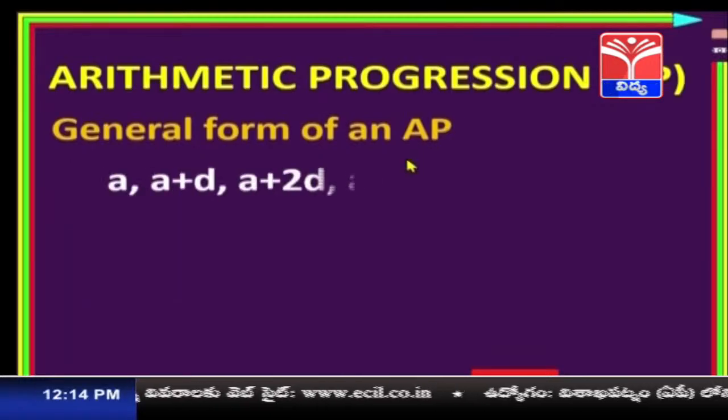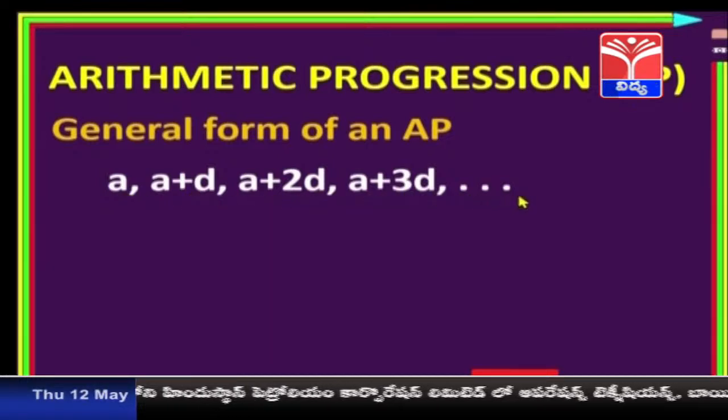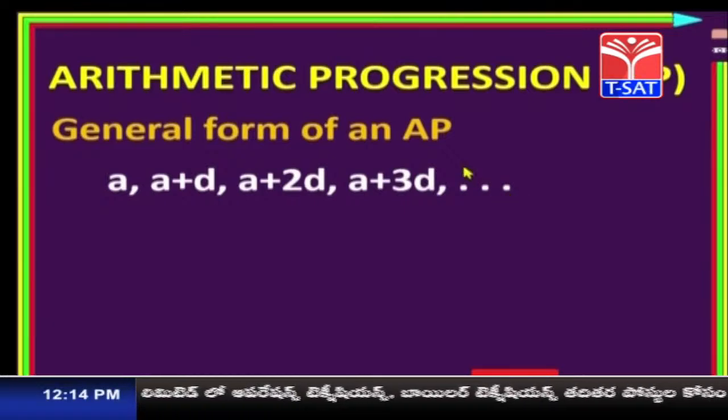Let us see some general form also. What is the general form of AP? That is A, A plus D, A plus 2D, A plus 3D, and so on. Here I am giving one more point: what is a finite AP and what is an infinite AP. Finite AP means the series contains only a finite number of terms; for example, 1, 2, 3, 4 up to 100 is a finite AP. The natural number set, 1, 2, 3, 4, and so on, comes under infinite AP.